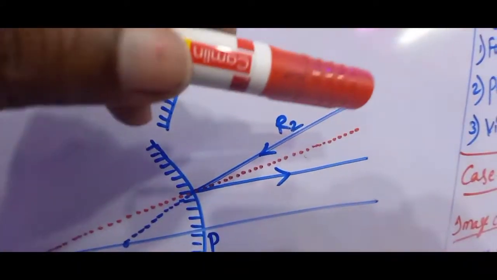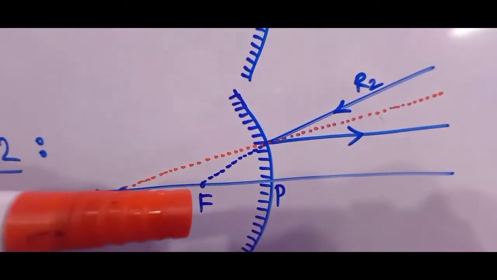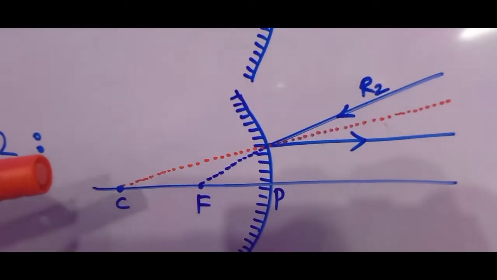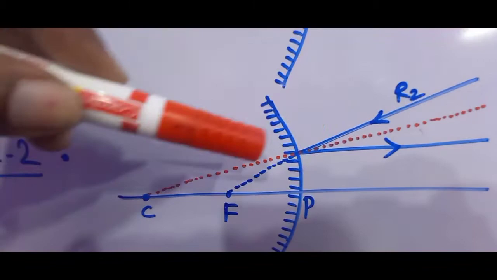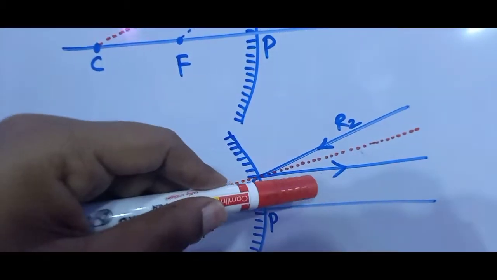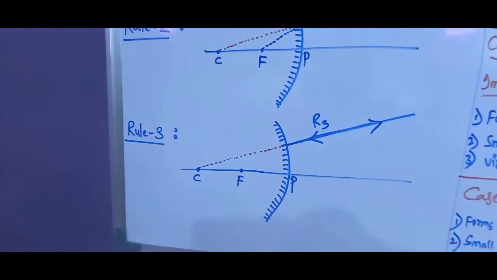When the incident light ray is directed along the focal point, its reflected ray will pass parallel to the principal axis. And again here also, the red dotted line indicates the normal between the incident ray and the reflected ray. Okay, this is rule 2. Then we will move to the third rule.